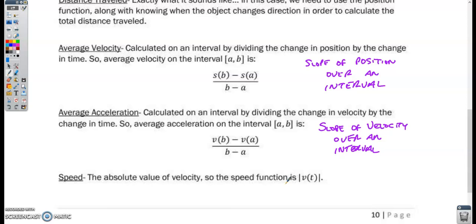Okay? So a couple more characteristics there, displacement and distance traveled. We'll talk about those more later in the course. Average velocity and average acceleration, the relationship between that and what we talked about with rates of change earlier in the course. And then, of course, speed. Since velocity is speed and direction, speed is just the magnitude of velocity, which we find by taking the absolute value of the velocity function.